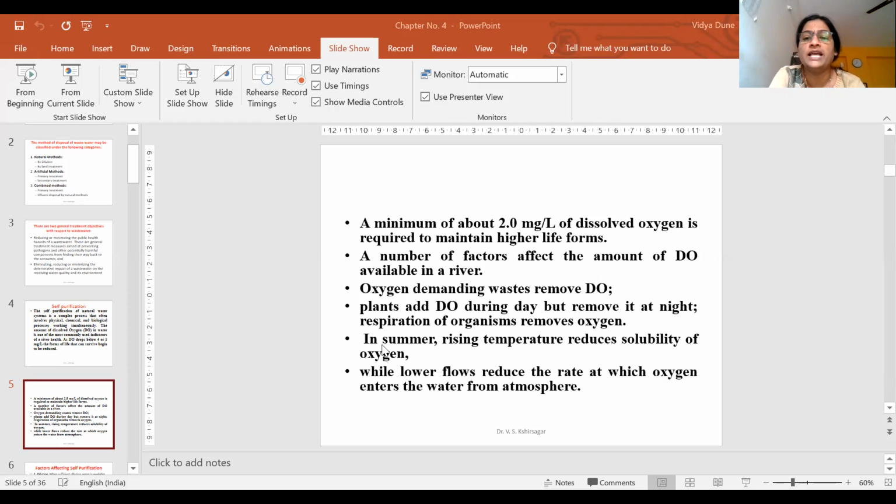And usually in summer, rising temperature reduces the solubility of oxygen. If temperature increases, the dissolved oxygen starts escaping, meaning the solubility of dissolved oxygen in that body is reduced. So the dissolved oxygen depends upon the temperature. If temperature increases, the rate of dissolving oxygen decreases. If temperature decreases, the rate of dissolving oxygen increases. Remember that. Also, lower flows reduce the rate at which oxygen enters the water from the atmosphere.